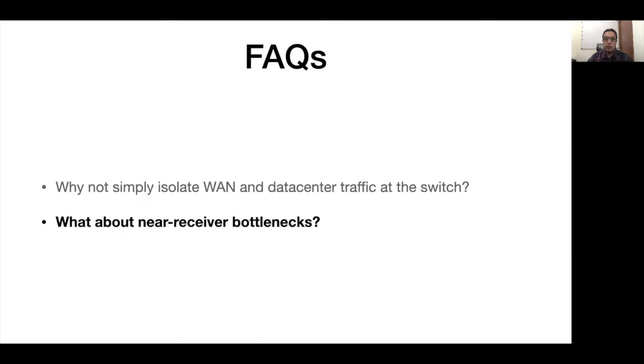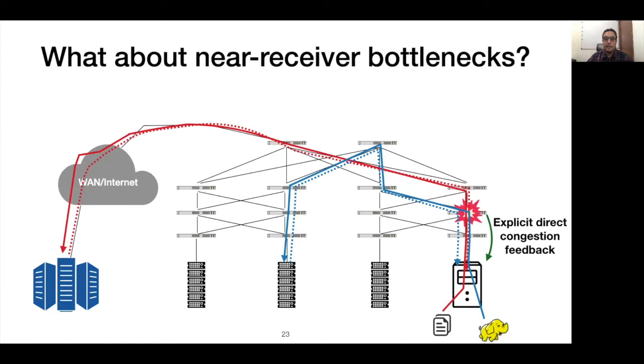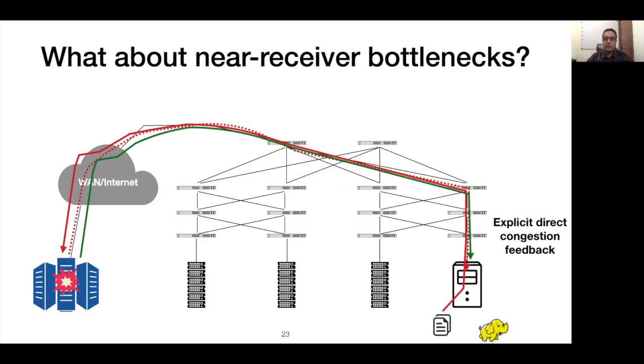The second question is, what about near receiver bottlenecks? The short answer is that Annulus targets near source bottlenecks only and does not handle bottlenecks near the receiver. The longer answer is that the main idea of Annulus is to cut the feedback delay of WAN traffic by delivering congestion feedback directly from the bottleneck switch to the traffic source. This does not apply for near receiver bottlenecks, as the feedback delay is still around an RTT. The reason behind the scope of Annulus is that the near source bottlenecks were the more pressing problem in the use cases we've observed in practice. Of course, near receiver bottlenecks exist, and addressing them would require a different approach than Annulus. I discussed such an approach in the detailed talk available online.